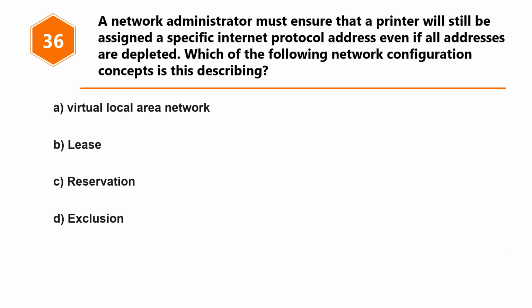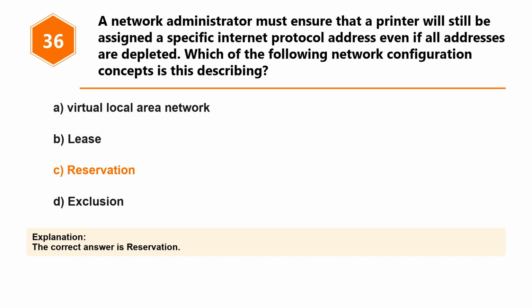Question 36. A network administrator must ensure that a printer will still be assigned a specific Internet Protocol address even if all addresses are depleted. Which of the following network configuration concepts is this describing? Option A, Virtual Local Area Network. Option B, Lease. Option C, Reservation. Option D, Exclusion. The correct answer is option C, reservation.